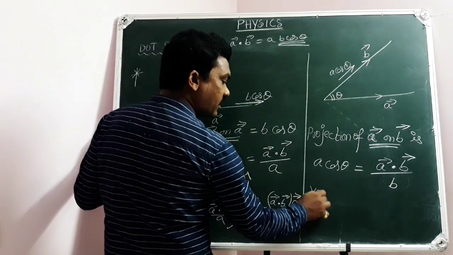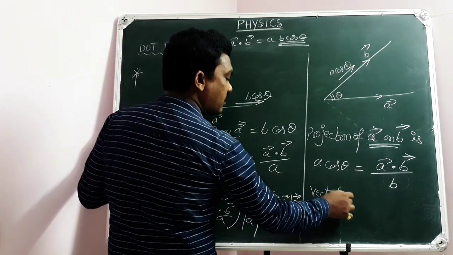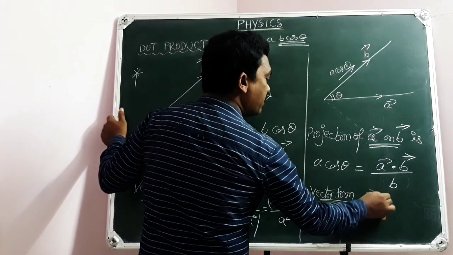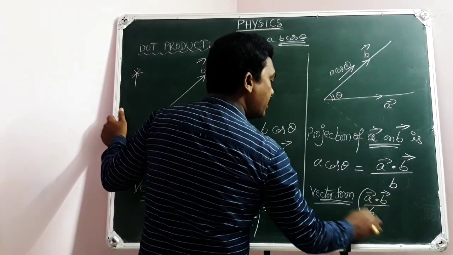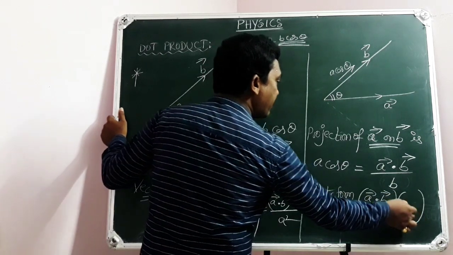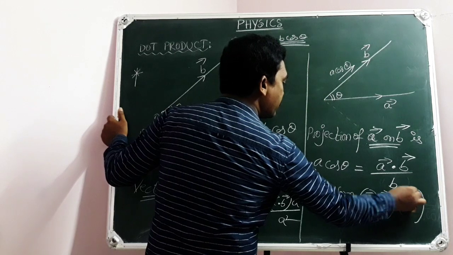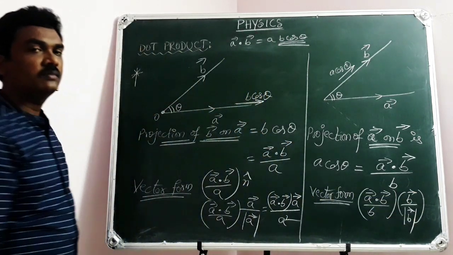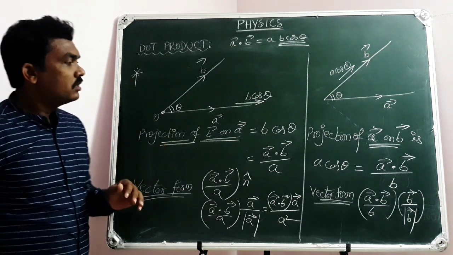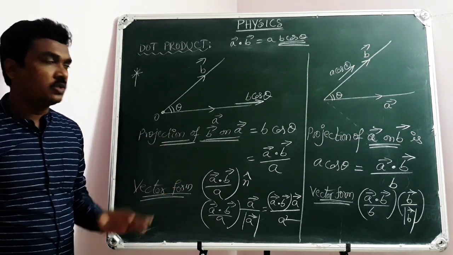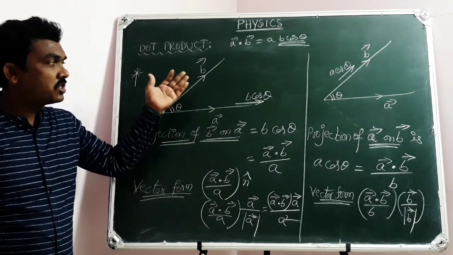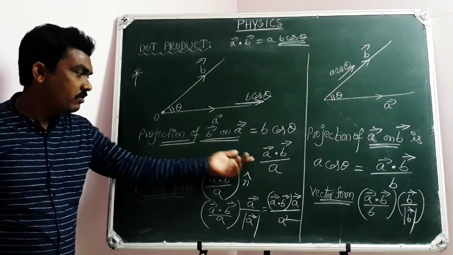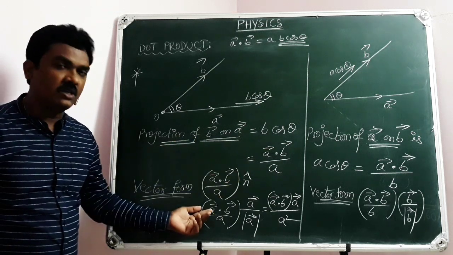Similarly, if you wish to write the vector form, these are all other things to learn. Here the vector form is A bar dot B bar by B into n cap, but this n cap should be a unit vector along the B bar. That's the reason why it is B bar by modulus of B bar. So this is how the dot product will be useful to us to identify the projection of one vector on the other vector. This is the scalar form and here it is the vector form.